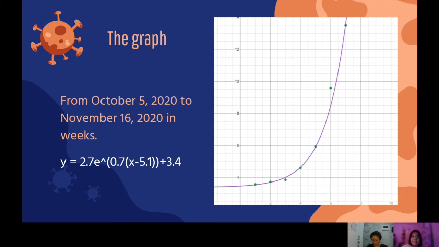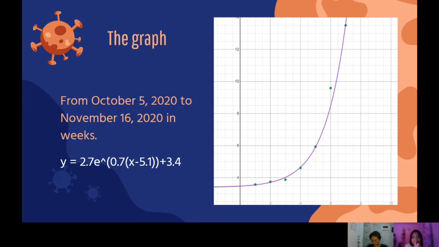We first plotted the points of the data, and then we applied the formula that Diandra mentioned before to fit the points, in which we got the equation y equals 2.7 times e to the power of 0.7 times (x minus 5.1), plus 3.4.